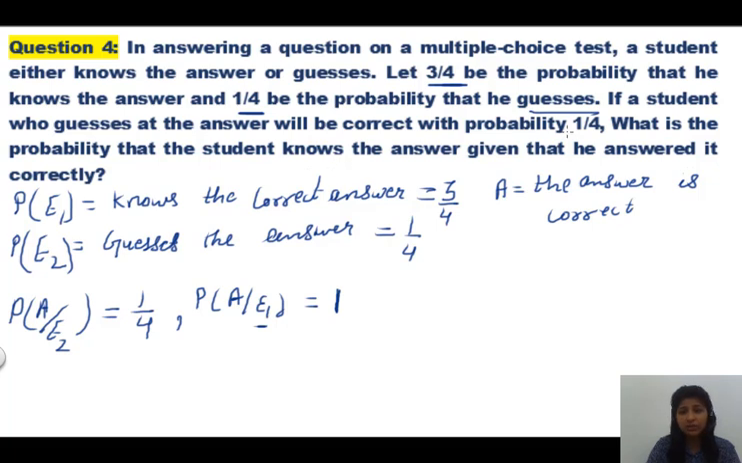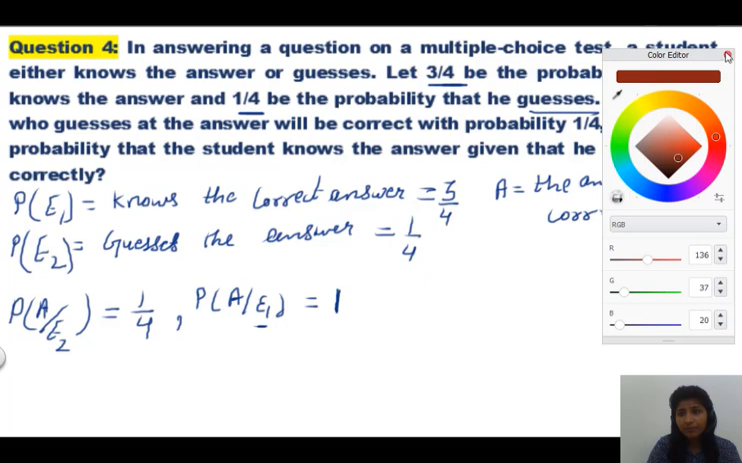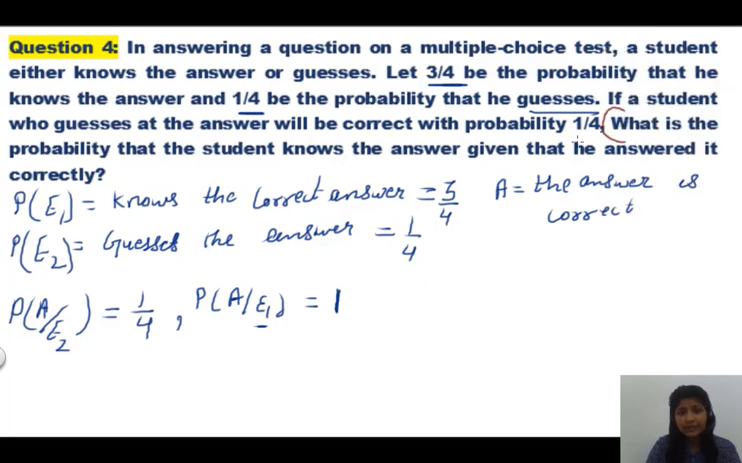Now they're asking what is the probability that the student knows the answer given that he answered it correctly. Please pay attention to this. There is a condition applied to this statement. In the first question there was no condition. The question was of total probability. In this question they are clearly mentioning the condition. You have to find the probability that he knows the answer, given that he answered it correctly.